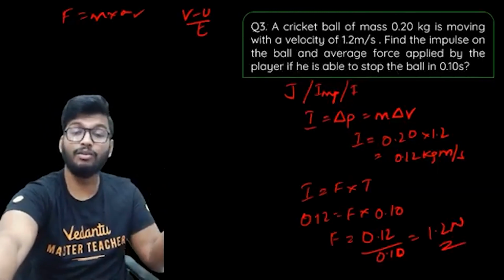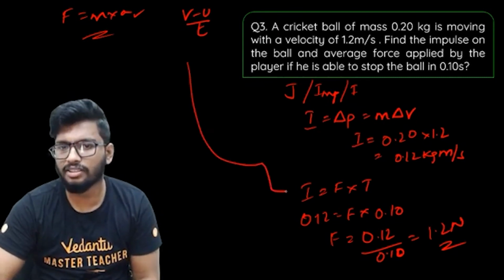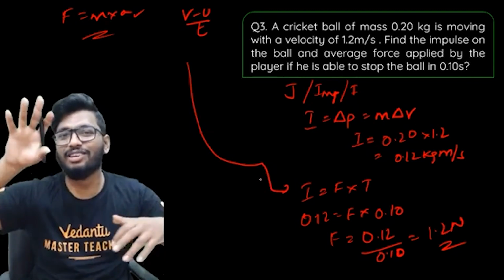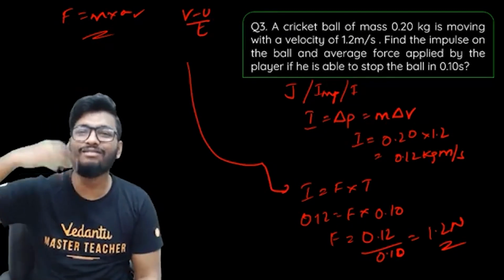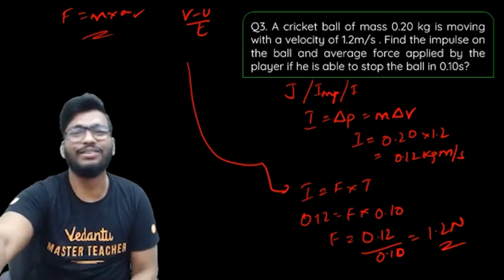Or you can find out the force first, and then directly use this formula, impulse is equal to force into time, and find out the impulse. So either way, if you want to find out the force first and then the impulse, that's also fine. Or you can find out the impulse first and then find out the force.